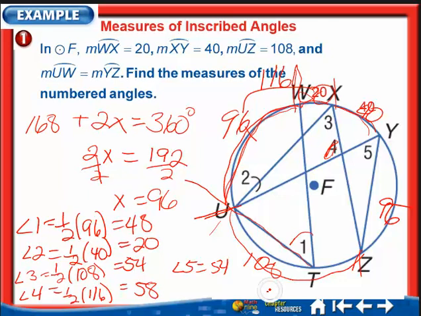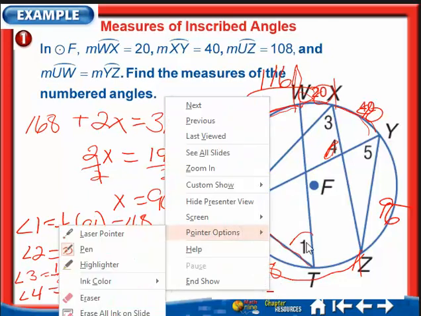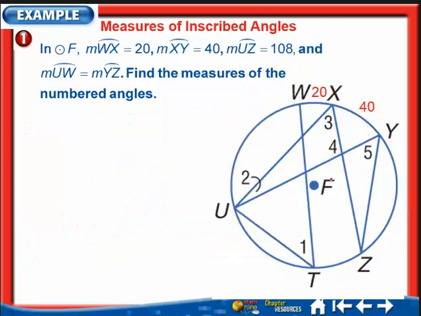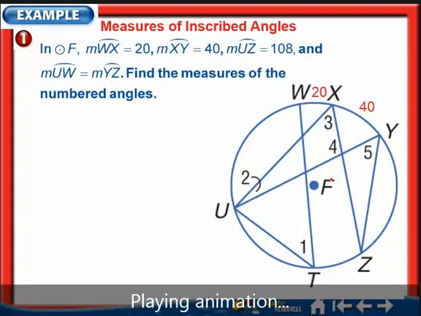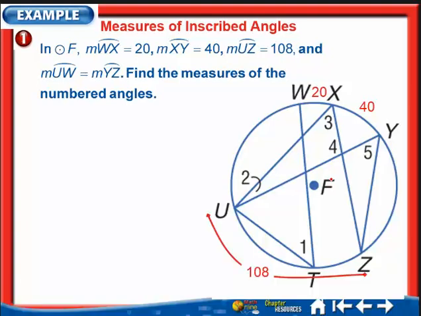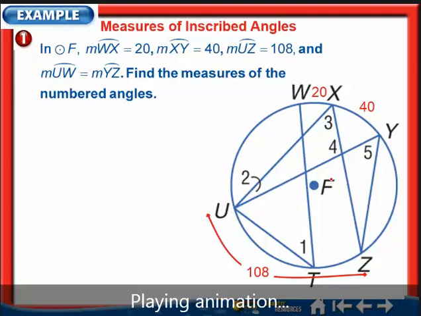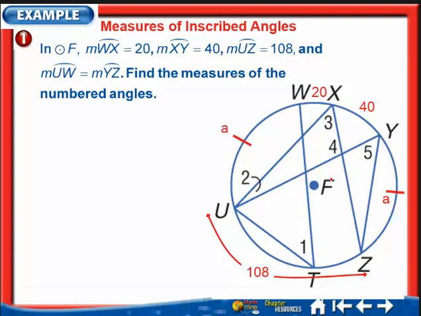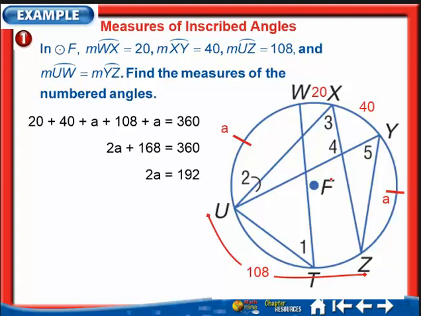So let me clear this, and you can see the more professional fill-ins. Okay, 108 there, just like I did with the pen. So we add them all up to 360. Solve for A, which is 192. 2A is 192, so 96 each there.